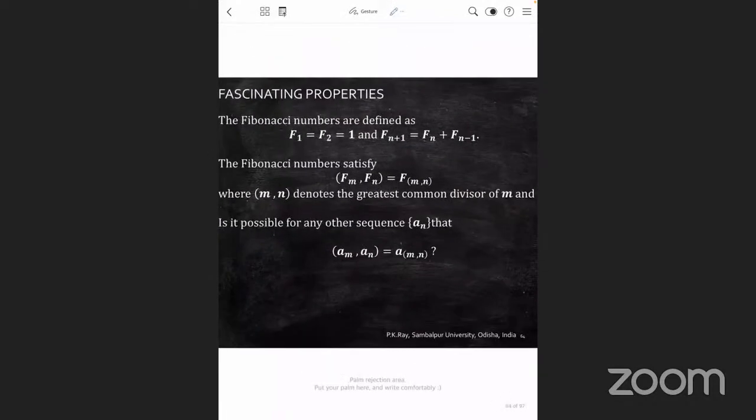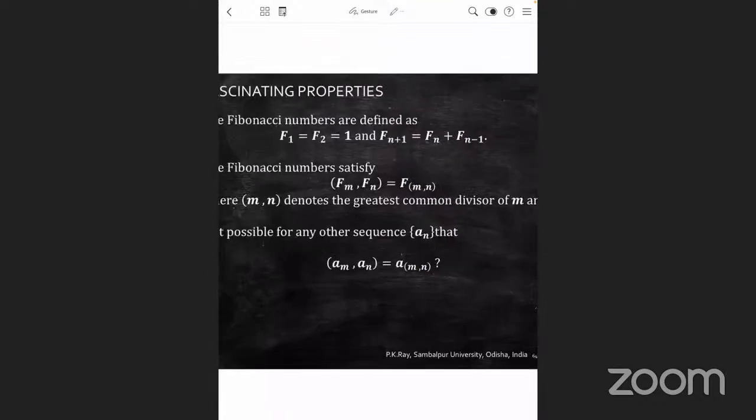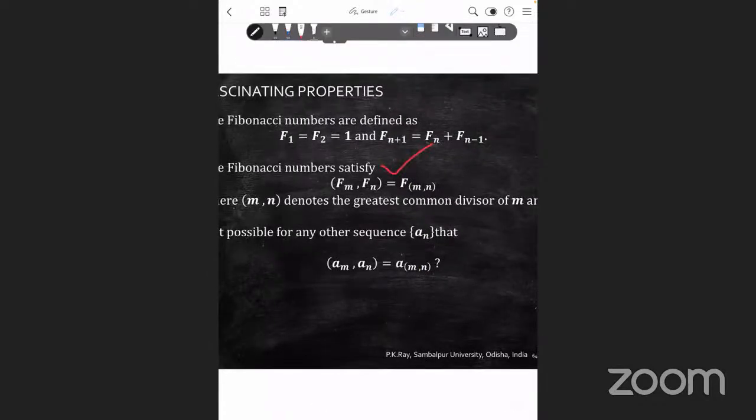Next, this is true for the Fibonacci sequence. This symbol is GCD, the greatest common divisor. The greatest common divisor of Fm and Fn is F of the GCD of m and n. You can verify.